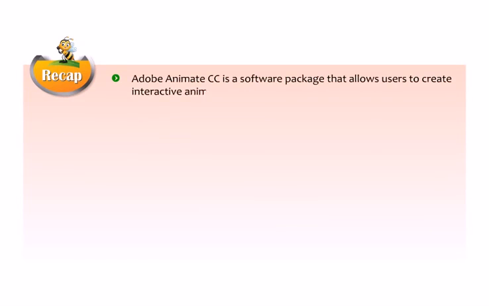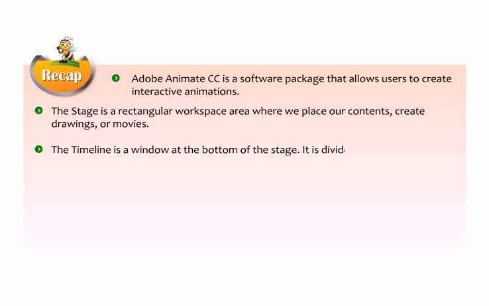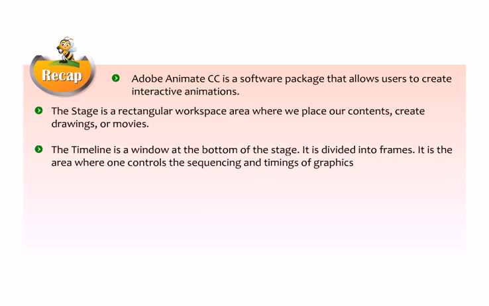Okay students, let us take a recap of this chapter. Adobe Animate CC is a software package that allows users to create interactive animations. The stage is a rectangular workspace area where we place our contents, create drawings or movies. The timeline is a window at the bottom of the stage. It is divided into frames. It is the area where one controls the sequencing and timings of graphics and other elements of a movie.